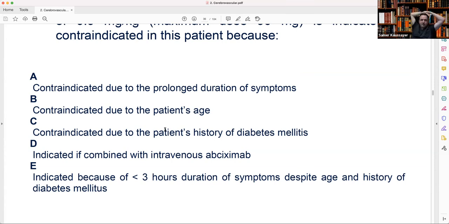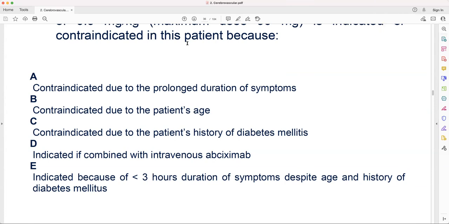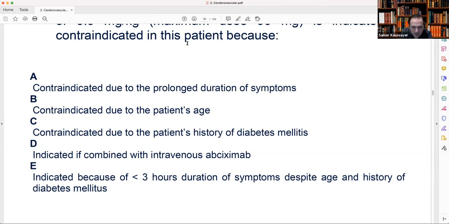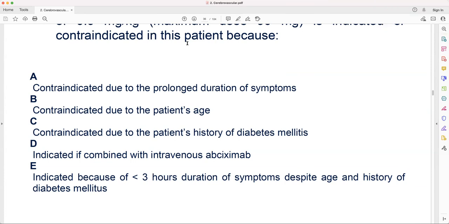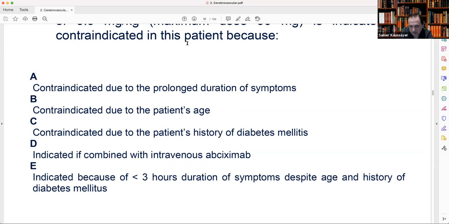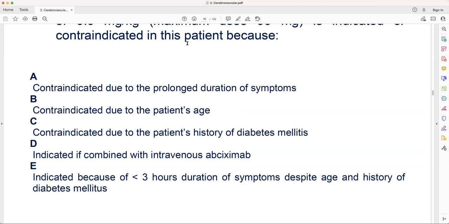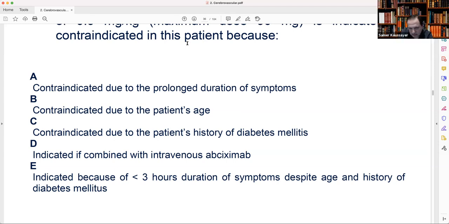All right. You need to remember more numbers. What the trials show is that with less than 3 hours, you can give IV tPA to everyone. Between 3 to 4.5 hours, you can give it, but you cannot give it to somebody more than 80 years old or with diabetes. So it's contraindicated. After 4.5 hours, you cannot give IV tPA; then you have to go to retrieval, okay? So less than 3 hours, it doesn't matter his age or diabetes, you can give it. But after 3 hours, don't ask me why, this is what the trials showed. From 3 to 4.5 hours, you cannot give it if the patient has diabetes or is more than 80 years old.